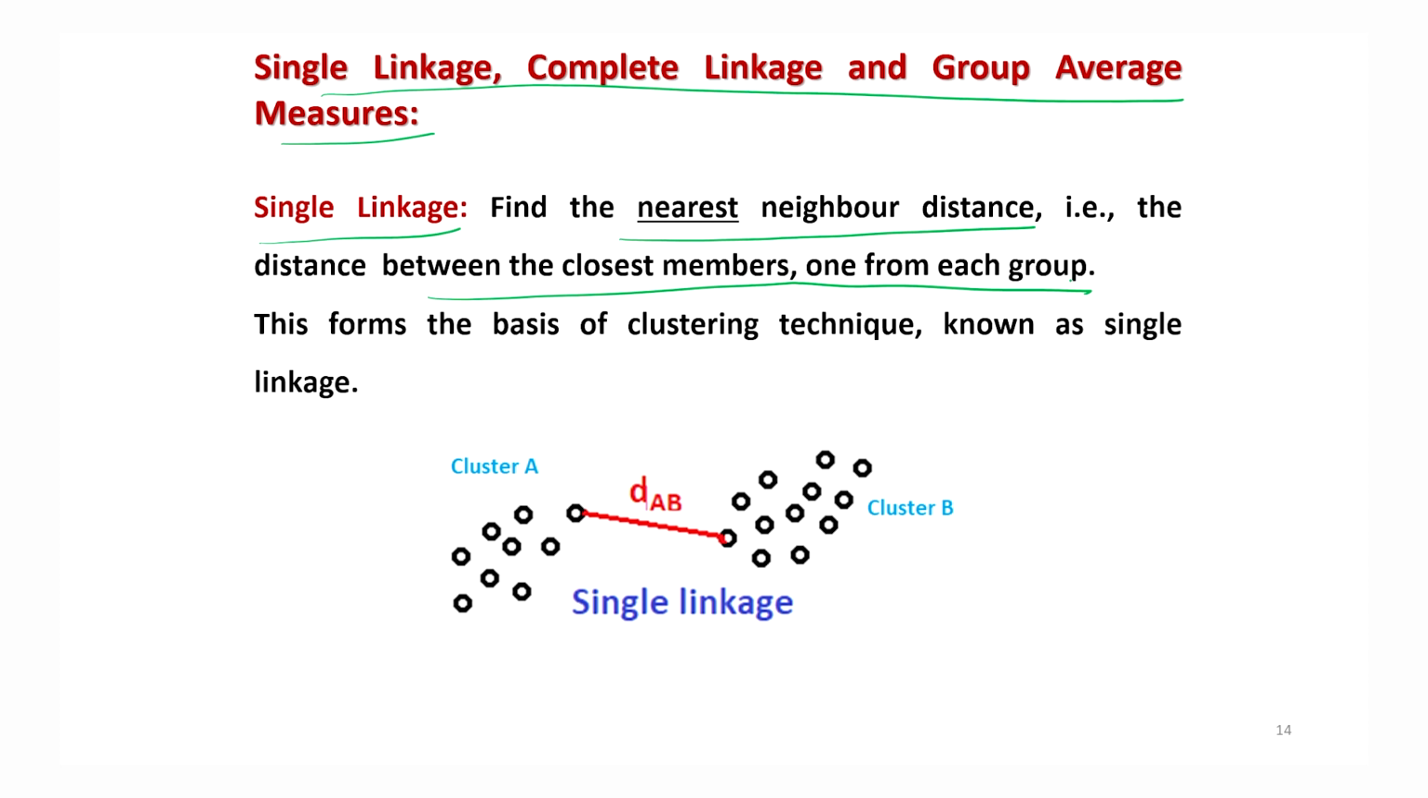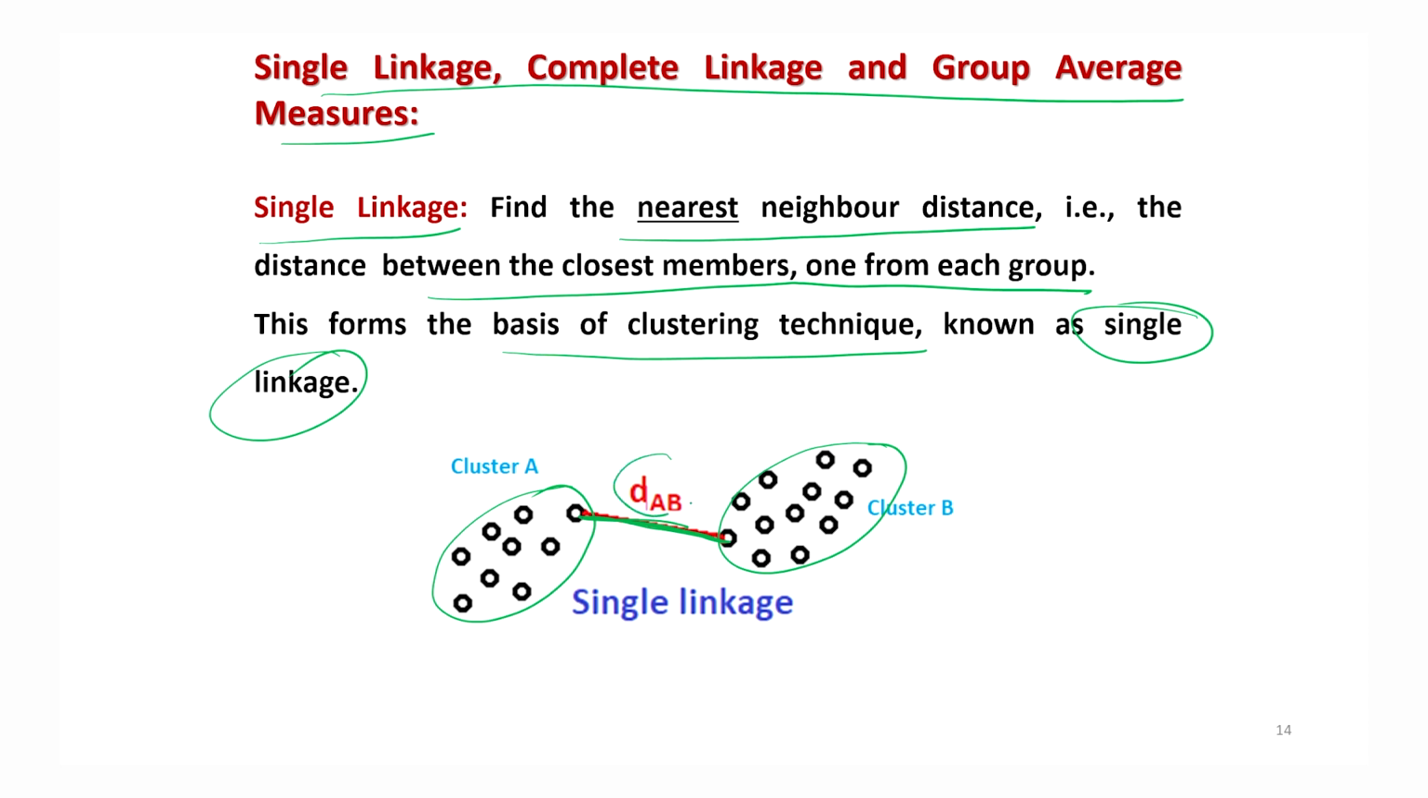And this forms the basis of the clustering technique, which is known as single linkage. For example, if you try to see here, this is my one group, this is my another group, and then I'm trying to consider this distance between the two closest observations between the two groups, and it is indicated by here DAB, which is the concept behind the single linkage, right?